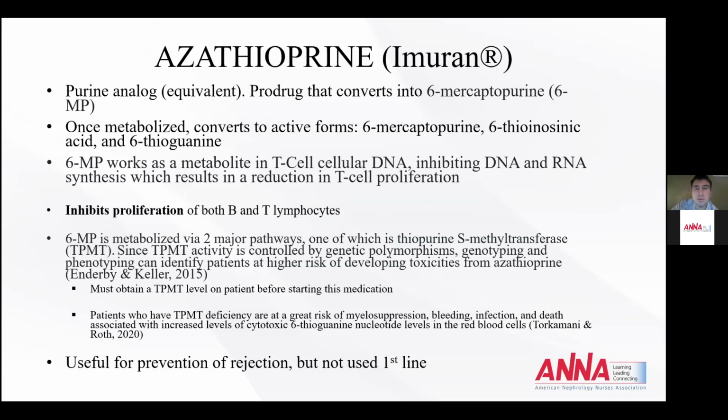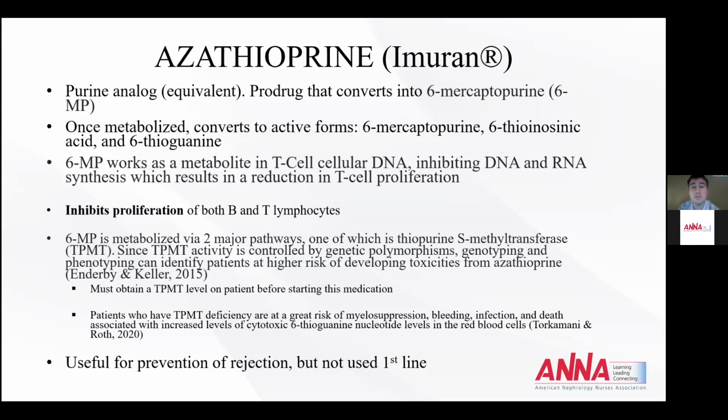Azathioprine or Imuran, it's a purine analog, which means it's a purine equivalent, which is also a prodrug. So a prodrug is not an active drug; it has to actually convert and go through metabolism, but it does convert into 6-mercaptopurine, or 6-MP, okay? And that's important because once metabolized, it also converts into the active forms: 6-thioinosinic acid and 6-thioguanine. These are all the active forms it can convert into.